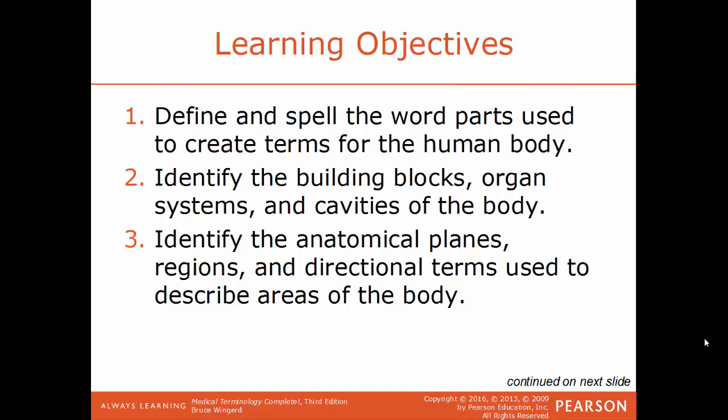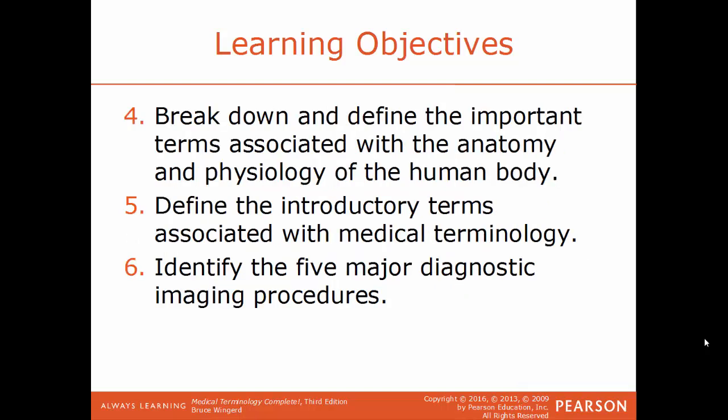Identify the building blocks and organ systems and the cavities of the body. Identify the anatomical planes, regions, and directional terms used to describe areas of the body. Break down and define the important terms associated with the anatomy and physiology of the human body. Define the introductory terms associated with medical terminology. And lastly, identify the 5 major diagnostic imaging procedures.